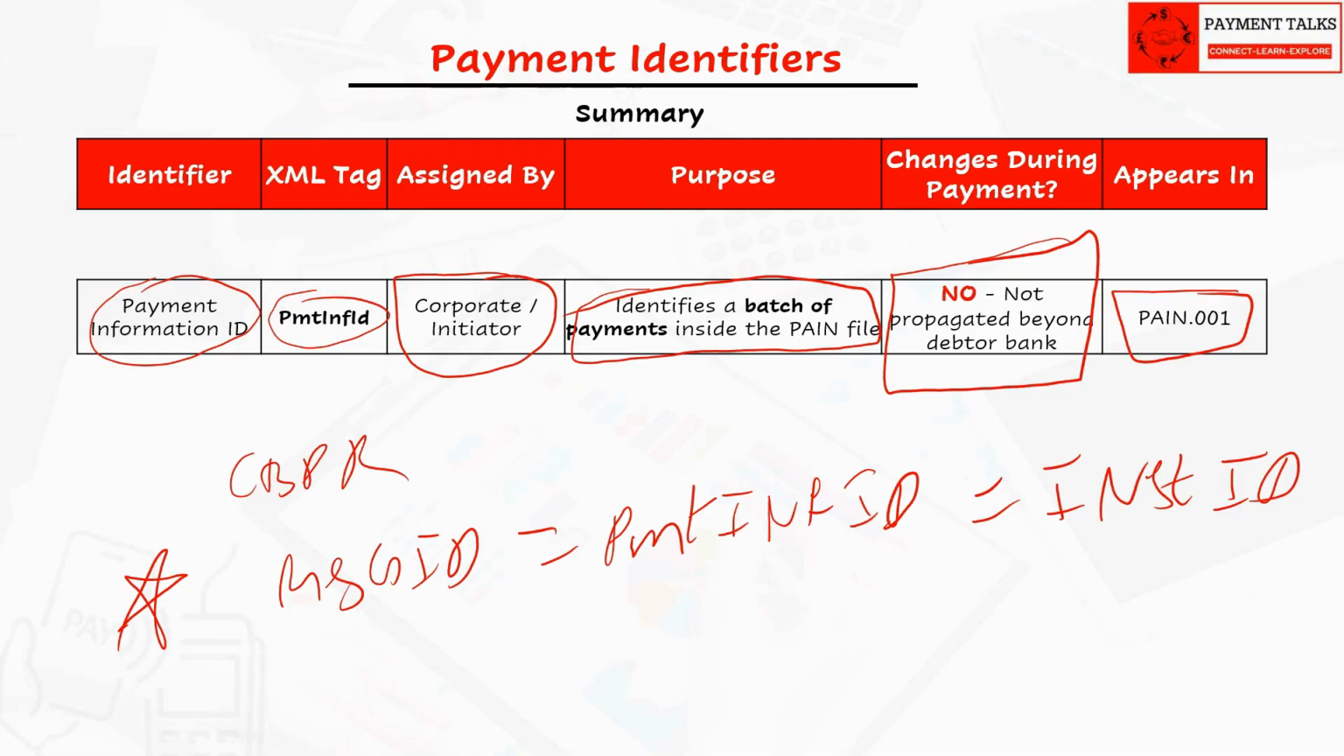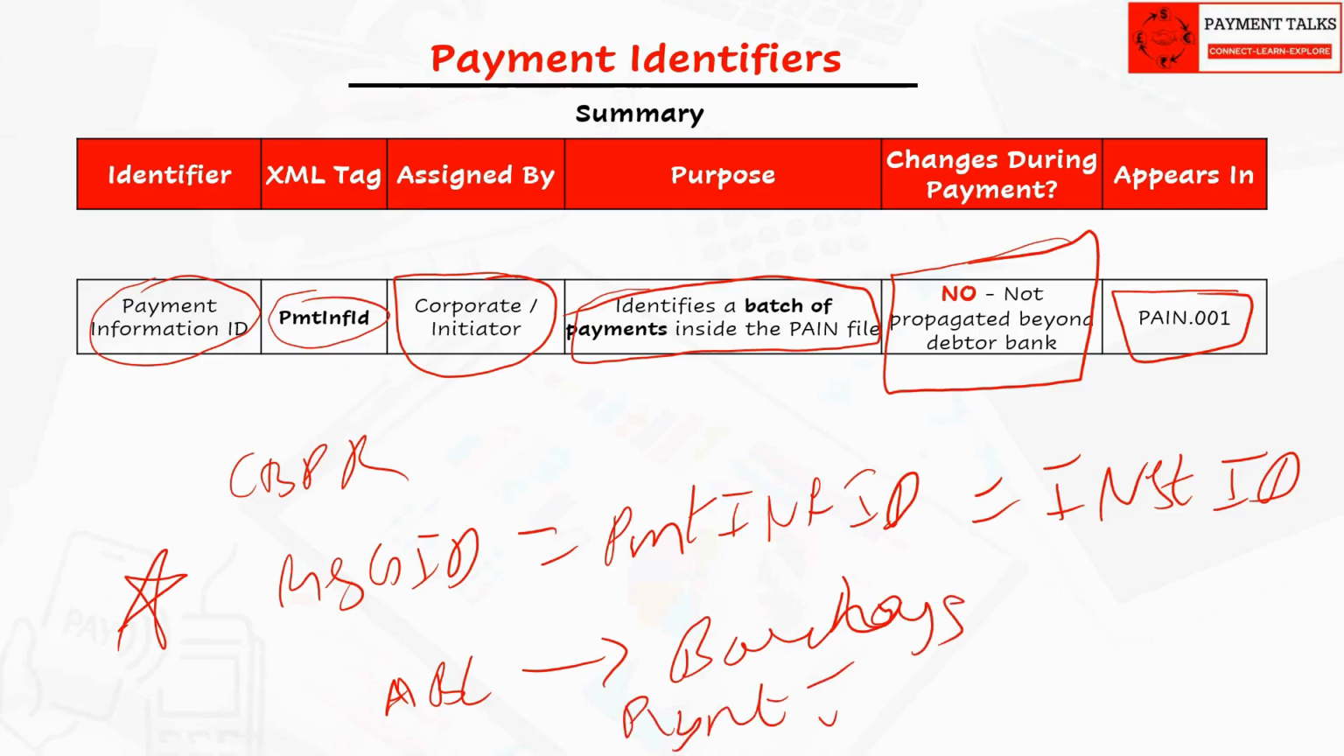Example: ABC Manufacturing sends a PAIN.001 to Barclays Bank with two payment groups, one batch of Euro payments and one batch of USD payments. Each group carries its own payment information ID. When Barclays processes and forwards the individual payments as PACS.008 messages, neither payment information ID appears again.